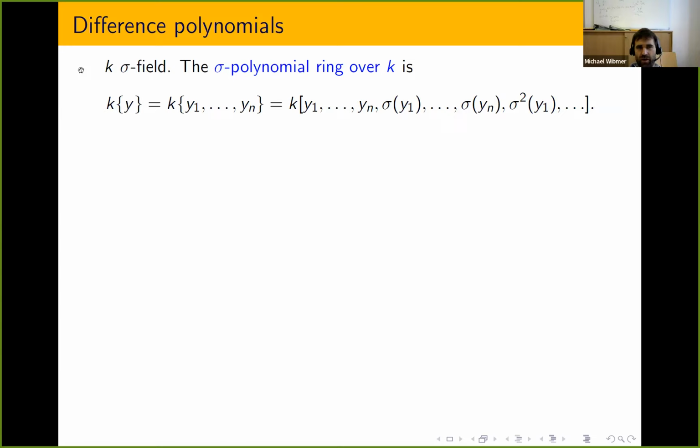Okay, so the difference polynomial ring over this difference field is denoted like this, K{y}, with curly brackets. So I'll have here n variables y1 up to yn. And so this is a polynomial ring.